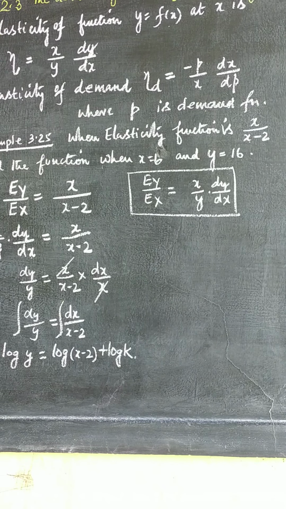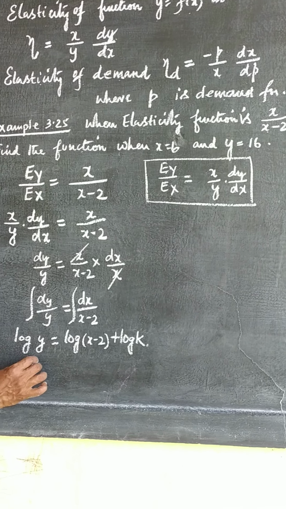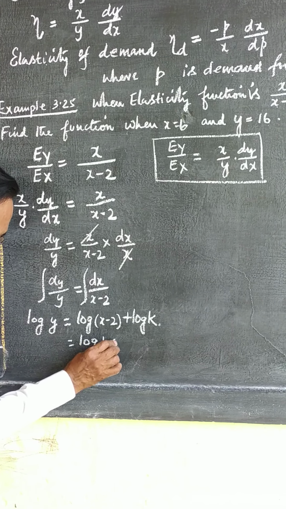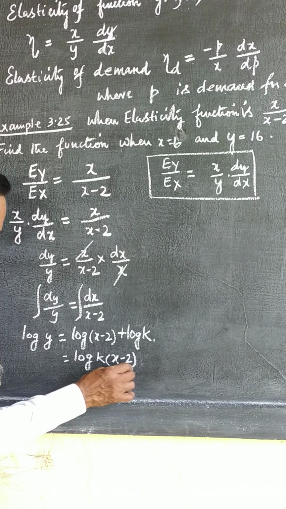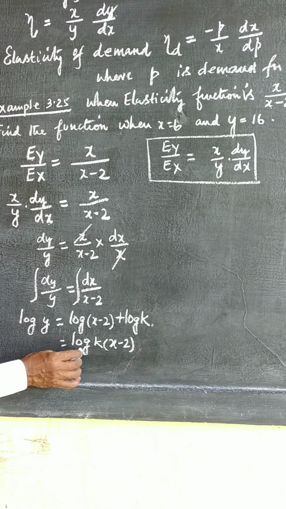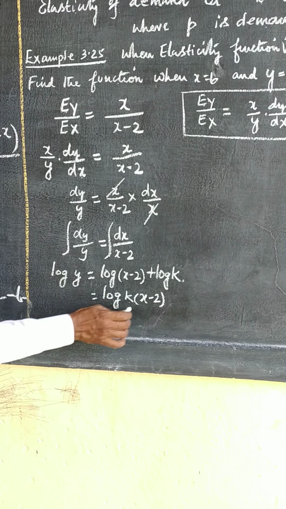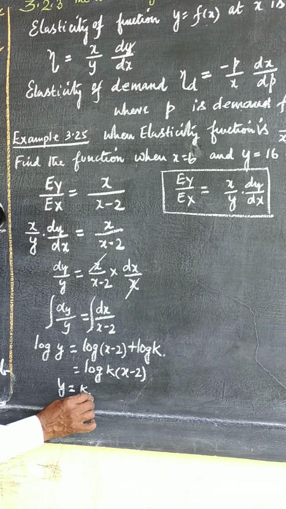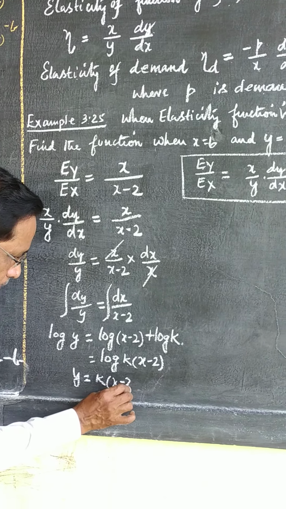Now, we can take this as log of k into x minus 2, because this is in the form of log m plus log n, which is log of m into n. Now, y alone is equal to k into x minus 2.